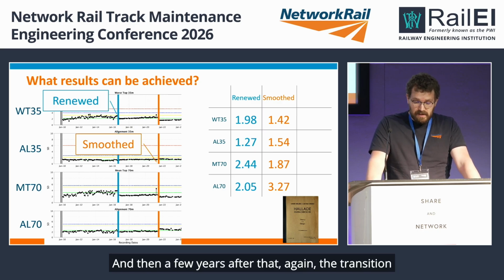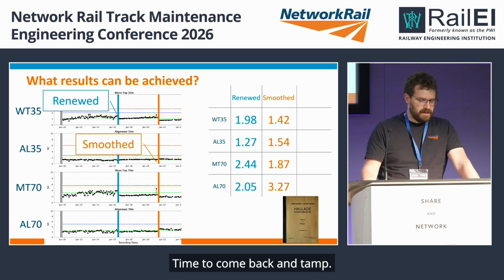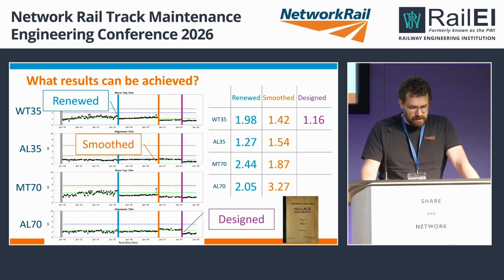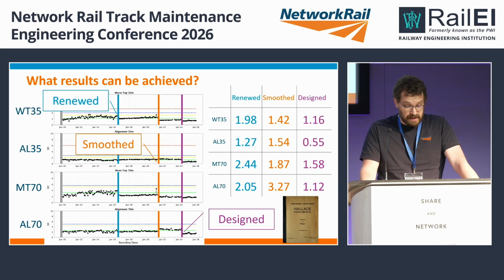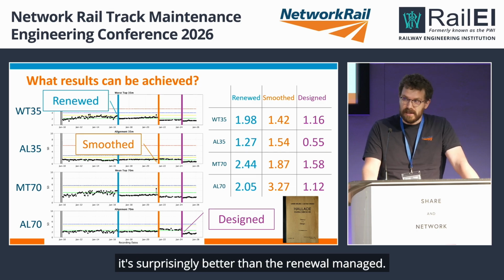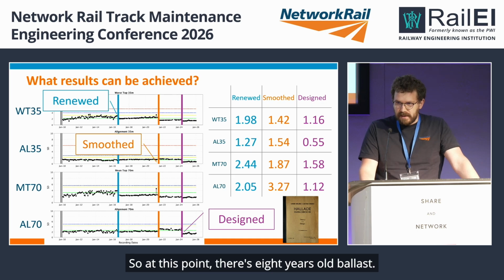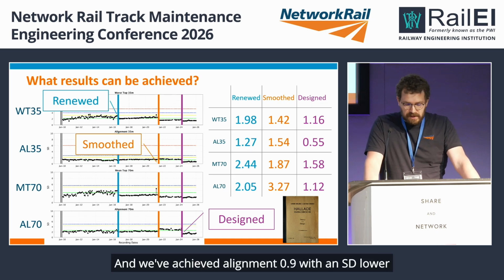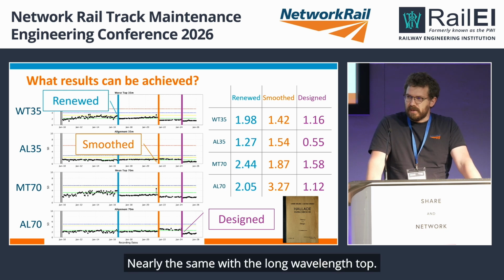And then a few years after that, again, the transition is deteriorating again, time to come back and tamp. And we've done a design tamp this time. And again, we've achieved the best results that have ever been achieved in this site. And I think if you look at the numbers, actually, it's surprisingly better than the renewal managed. So at this point, there's 8 years old ballast. There's been 90 million tons a year for 8 years going over it. And we've achieved alignment 0.9 of an SD lower for high speed. Nearly the same with the long wavelength top.